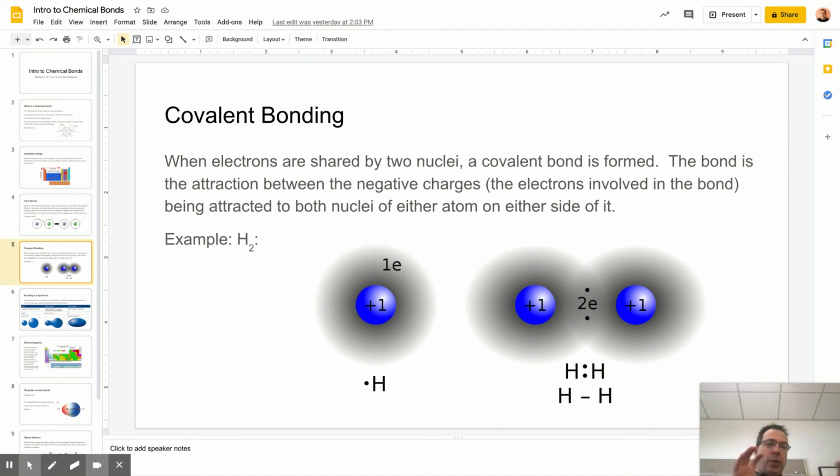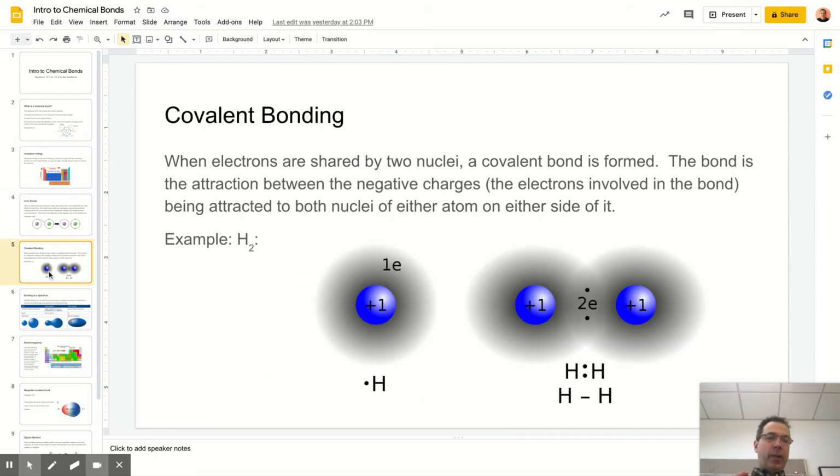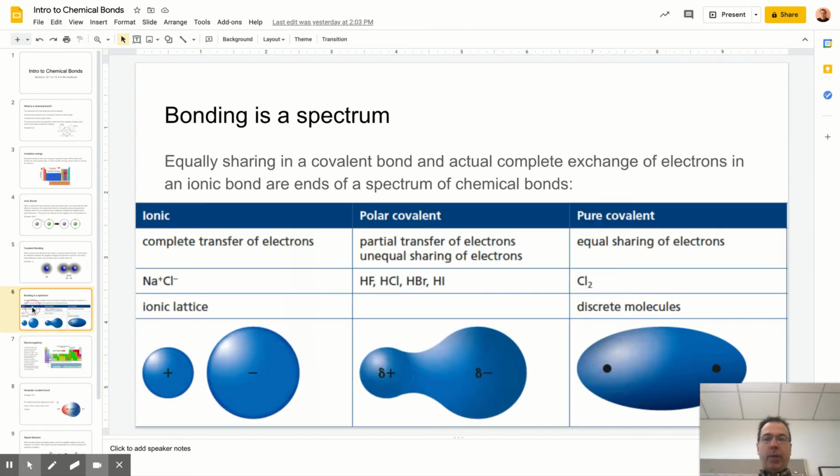Now, obviously, these are two extremal cases, right? One is a complete transfer of the electron, and the other one that I've shown you is a complete 50-50 sharing of the electron where everything is equal. The reality of the situation, of course, is that most bonding is going to be somewhere in between, right? And so it's a continuum on which ionic bonding and what they call pure covalent are on either ends of the spectrum.